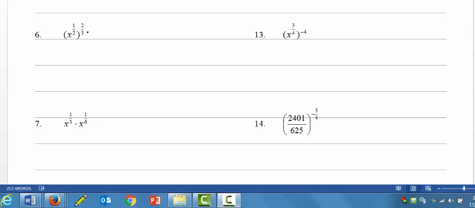X to the 1/2 to the 2/3 is x to the 1/2 times 2/3, which is x to the 1/3, which is the cube root of x.